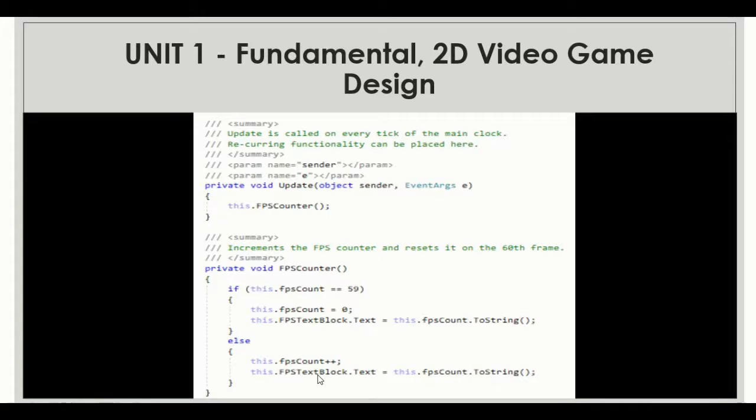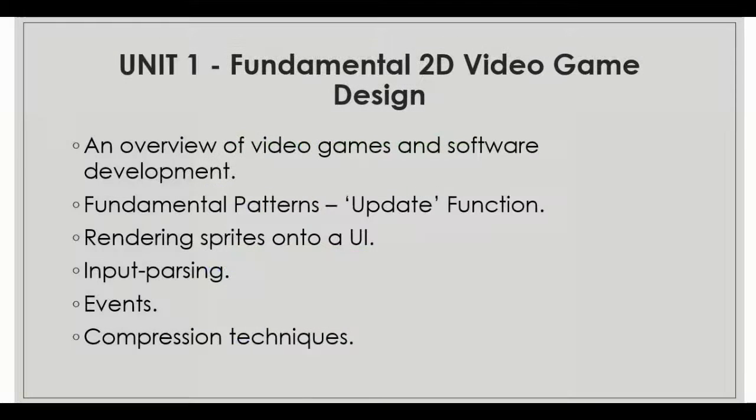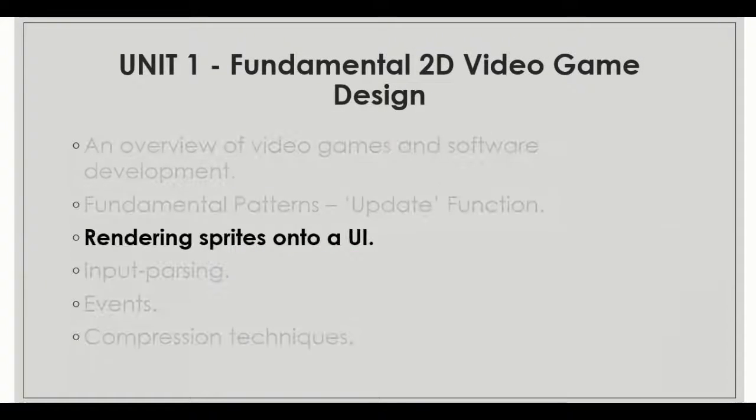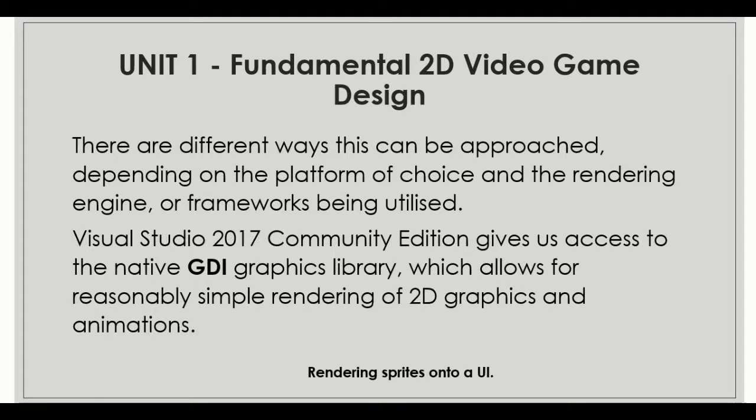In this case, if we look here at FPS counter, what it does is it sets a precondition. If FPS count is equal to 59, then this FPS count is equal to 0, and I update a block of text. Otherwise, I increment FPS count, and then I update a block of text. So what we see here is that we're updating a counter for every frame of our virtual main clock, and that is taken care of by the update function.